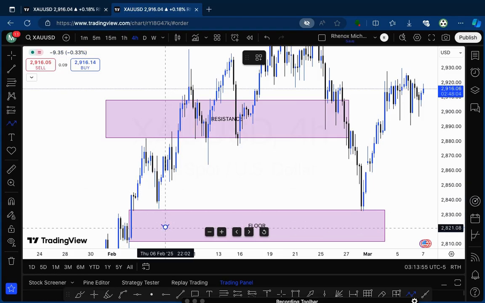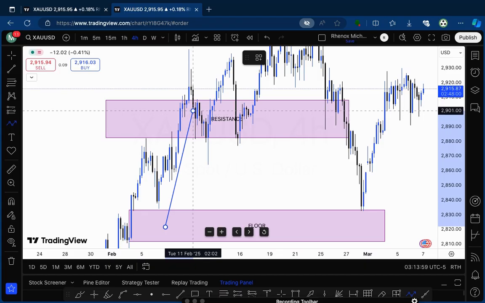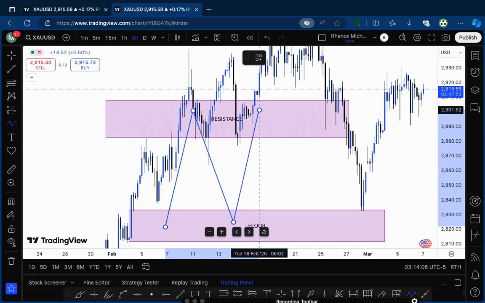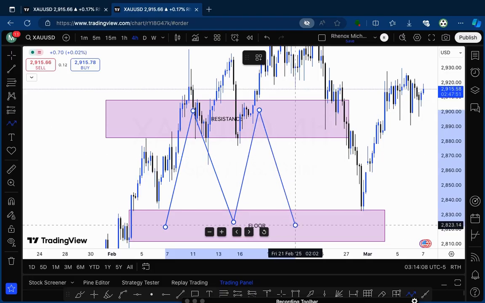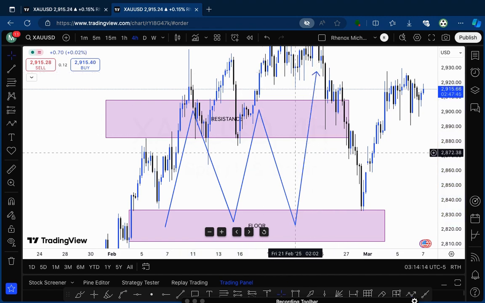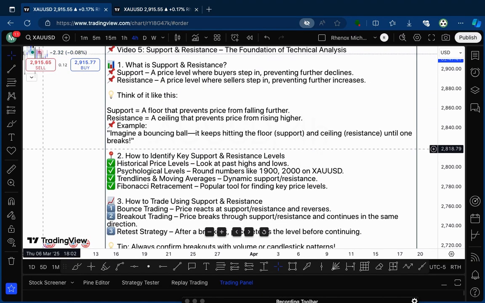So now price hits the floor, which is the ball, goes to resistance, hits resistance, comes back, the ball comes back to the floor again, goes back to resistance, comes back to the floor, and then we had the final break. So that is pretty much how support and resistance works in the market. Okay, we'll move on in the class.